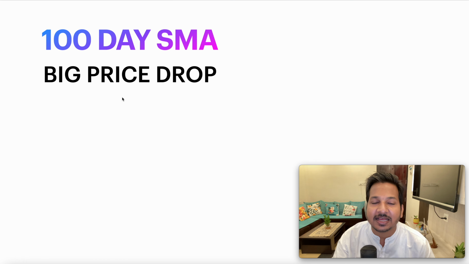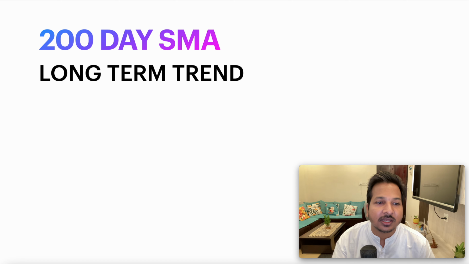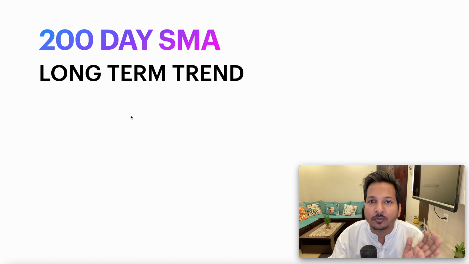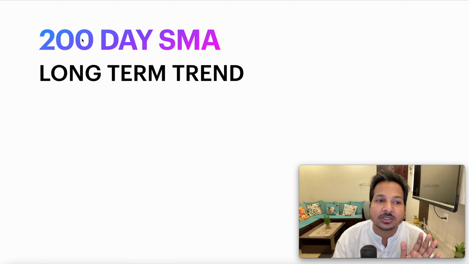Now the 100-day SMA shows that a big price drop has happened, so that is the opportunity to look at good fundamental stocks for the time being. The 200-day SMA, you may have seen in all books from the last 100 years, people talk about the 200-day simple moving average. If you ask me which is the most important moving average, I will tell you the 200-day simple moving average, which shows the long term trend.